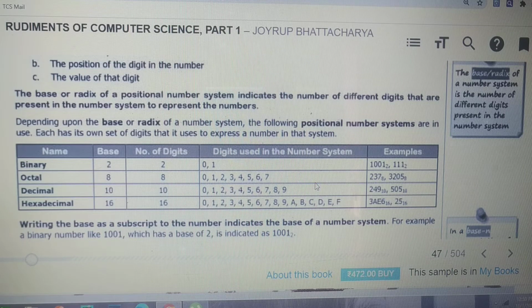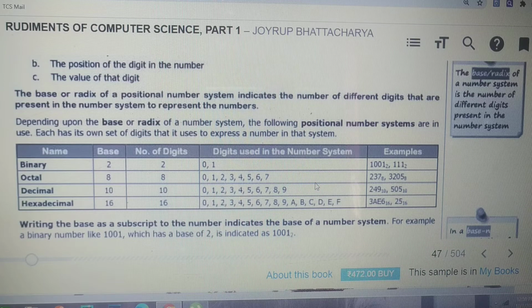Binary means only two digits are there, 0 and 1. That's why the base is 2, and the number of digits is 2, to represent digits 0 and 1. In octal, 8 digits are there: 0 1 2 3 4 5 6 7. So how many digits? 0 to 7 is how many digits? 8 digits are there. So that's why the base is 8.